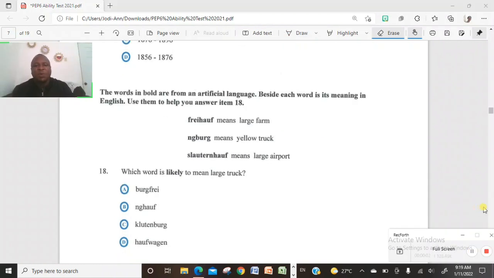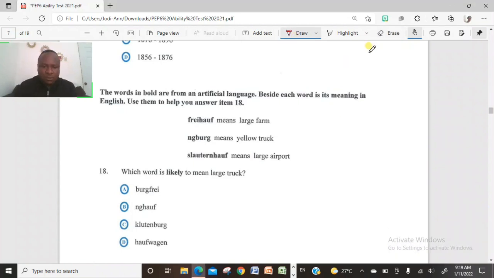Okay, so the words in bold are from an artificial language. Beside each word is its meaning in English. Now use them to help you answer item 18. So we see FREIHAUF as a part of the artificial language, right? And we see NG Berg, which means yellow truck, Slattern off, which means large airport. So we can see HAUF, which means large in both of them.